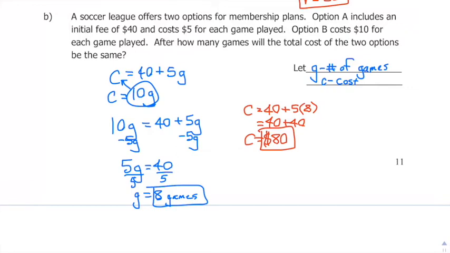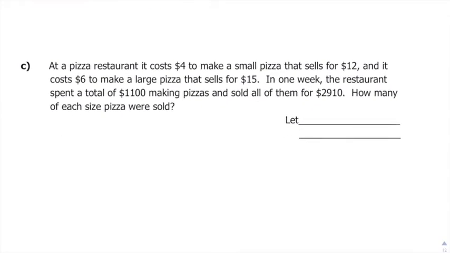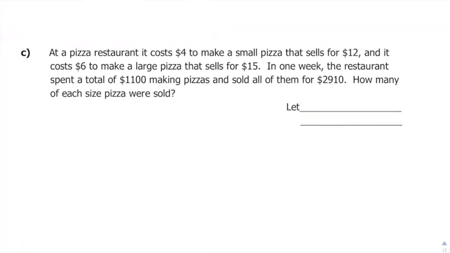Alright, let's see what's going on here with this last one, actually. Right here. So we've got a pizza restaurant where it costs $4 to make a small pizza that sells for $12, and then it costs $6 to make a large pizza that sells for $15. In 1 week, the restaurant spent a total of $1,100 making pizzas and sold all of them for $2,910. How many of each pizza were sold?